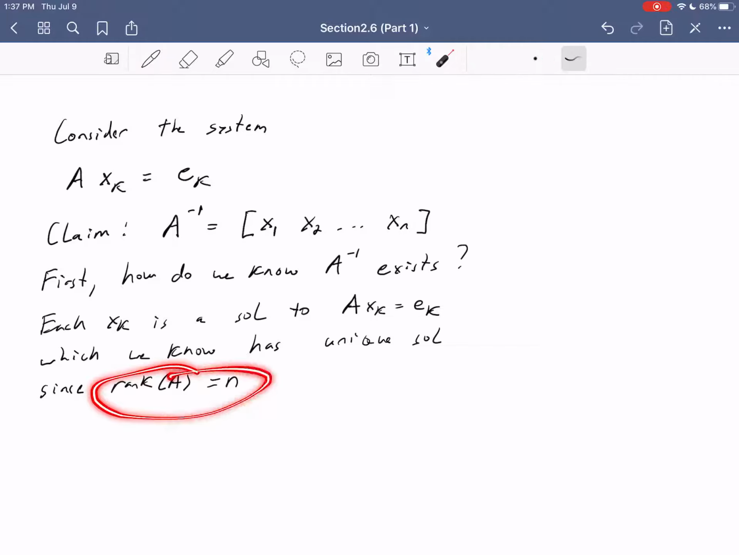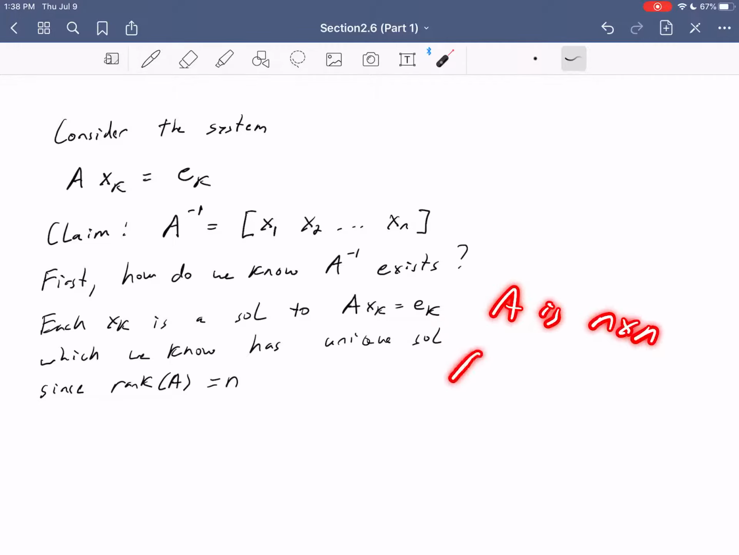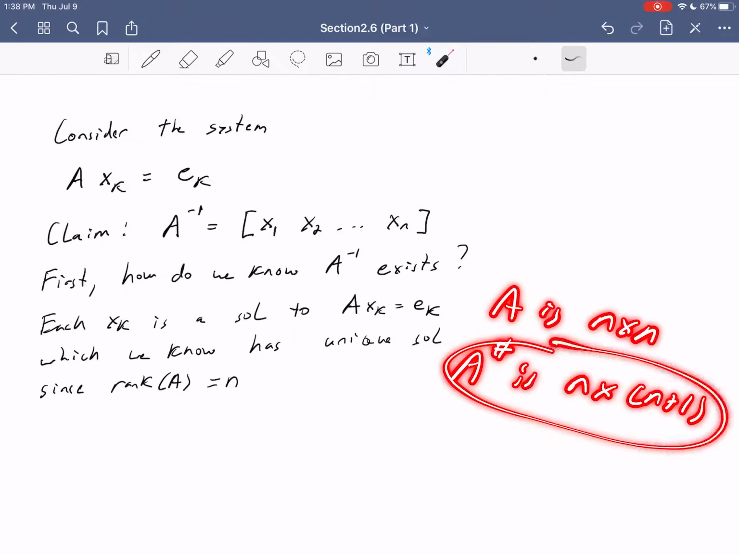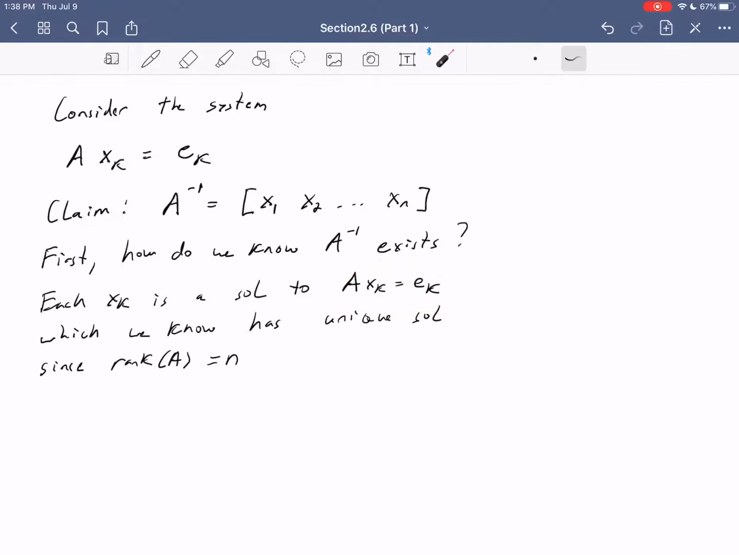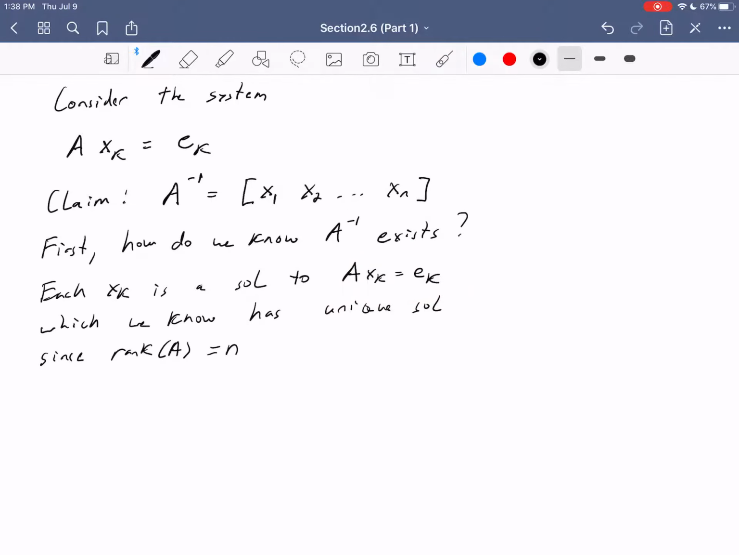Remember, we said that if the rank of A is equal to n, then this is always going to have solutions, because A is n by n, so A augmented is n by n plus 1. So the rank of A augmented also can at most be n. So the rank of A is always going to equal the rank of A augmented, so there are always going to be solutions, and since the rank of A matches the number of variables, it's always going to be a unique solution. So the x sub k's really do exist.